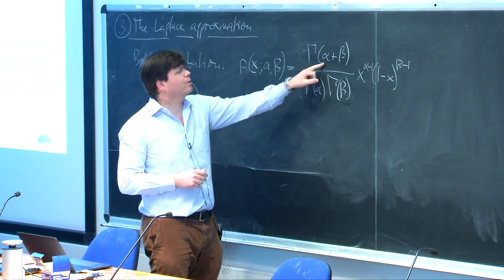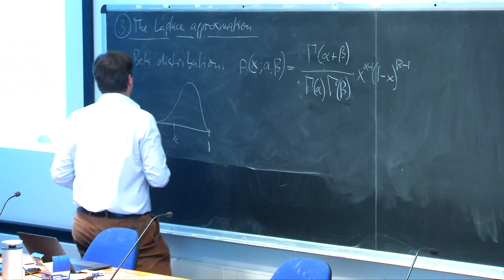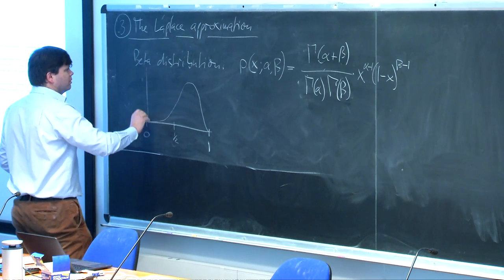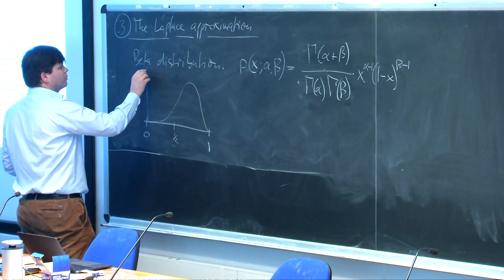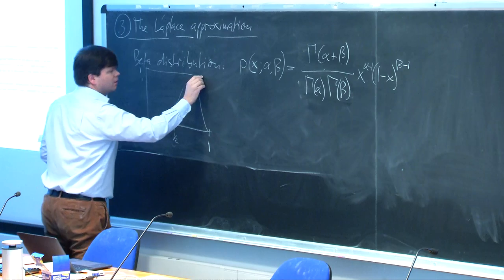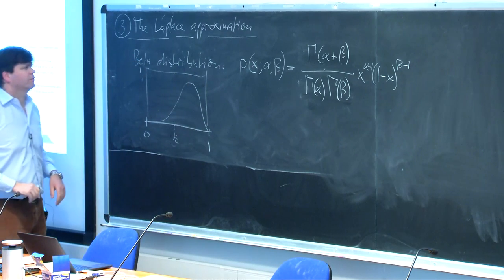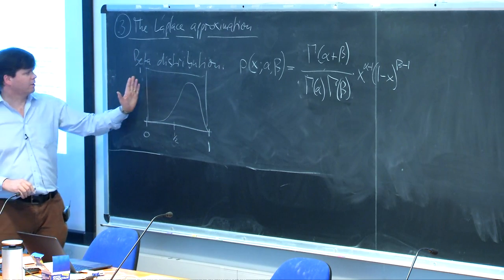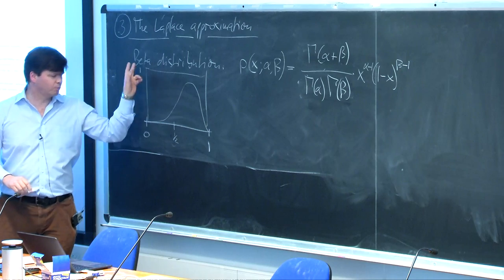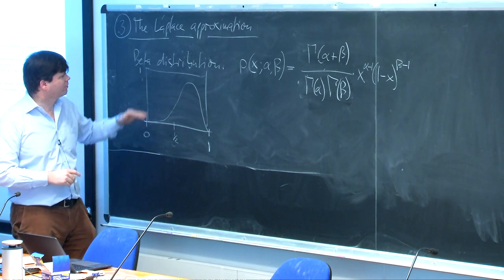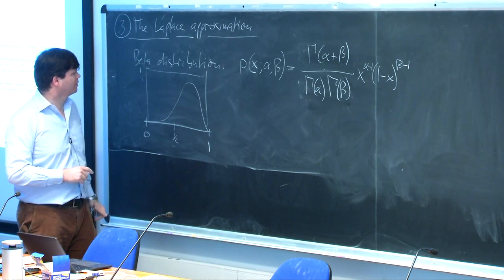And for alpha 0 and beta 0, you've got a flat distribution, which is, of course, located at 1. And it's flat like this. And of course, 1 times 1 is 1. So this is your density.